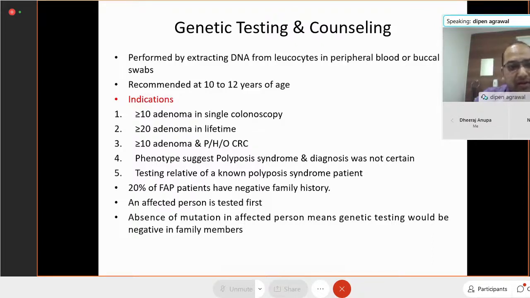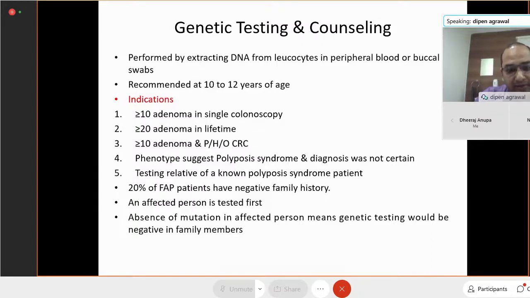Indications of genetic testing are patients who have more than 10 adenomas in a single colonoscopy, or more than 20 adenomas in a lifetime, or who have 10 adenomas with a personal history of colorectal carcinoma. Also when the patient's phenotype suggests a polyposis syndrome but the diagnosis is not certain, and when testing an asymptomatic relative of a known polyposis syndrome patient. 20% of PEP patients may have a negative family history.